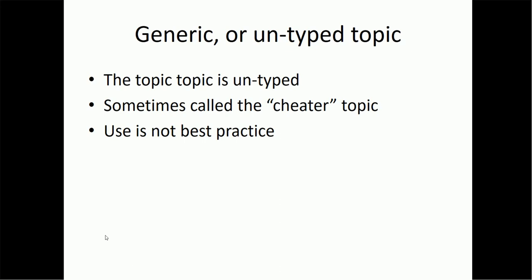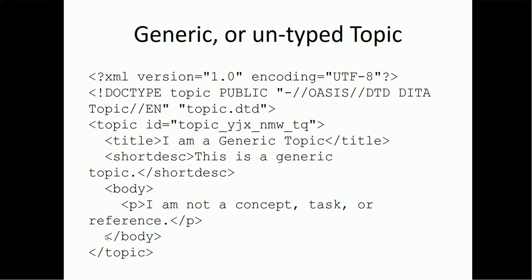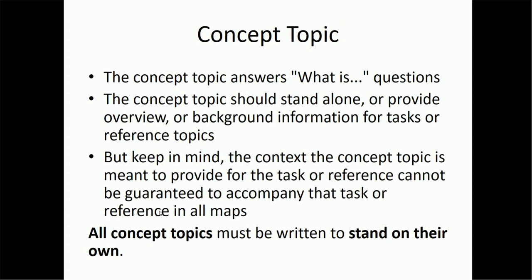So as I said, there are 3 basic types of topic. You can actually have a generic or an untyped topic. This is sometimes called the cheater topic, but it's not a best practice because it's not really specialized for task, reference, or concept. But basically, you have the topic document type declaration, and you have some things that can go into a generic topic. But that's, as I said, not considered the best use. The best use is to use a specific topic for the kind of task or the topic that you have in mind. One of which is the concept topic.